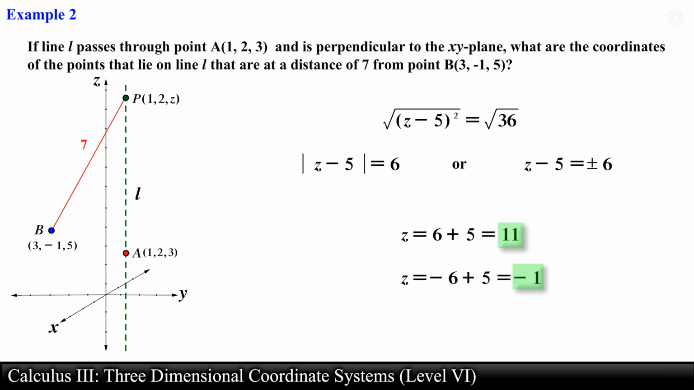This means that there are actually two distinct points that lie on line L for which they are at a distance of 7 from point B. The first of these is the point with coordinates (1, 2, 11), and the second point has coordinates (1, 2, -1). Alright, let's try the final example.